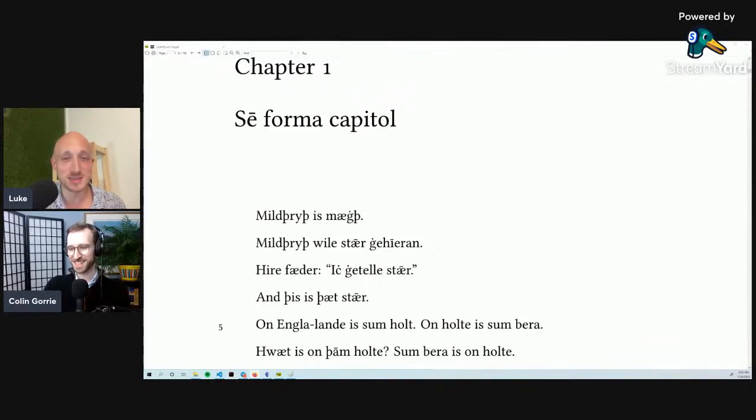On Englalonde, "on" Englalonde, "sumne" holt. Is this "some" in some kind of indefinite article equivalent, right? Actually, we have this usage in modern English. You know, you're telling a story: so there I was, and some guy walks in and says to me... "some" meaning a certain, a particular.